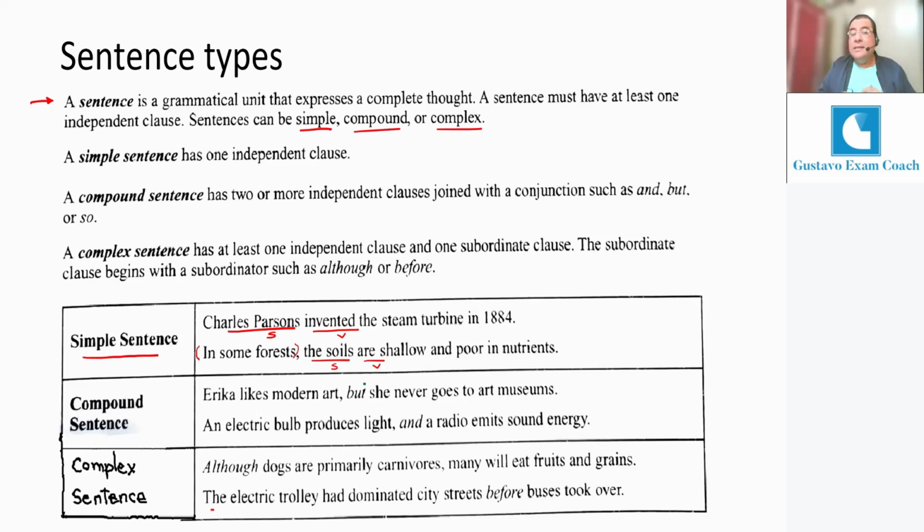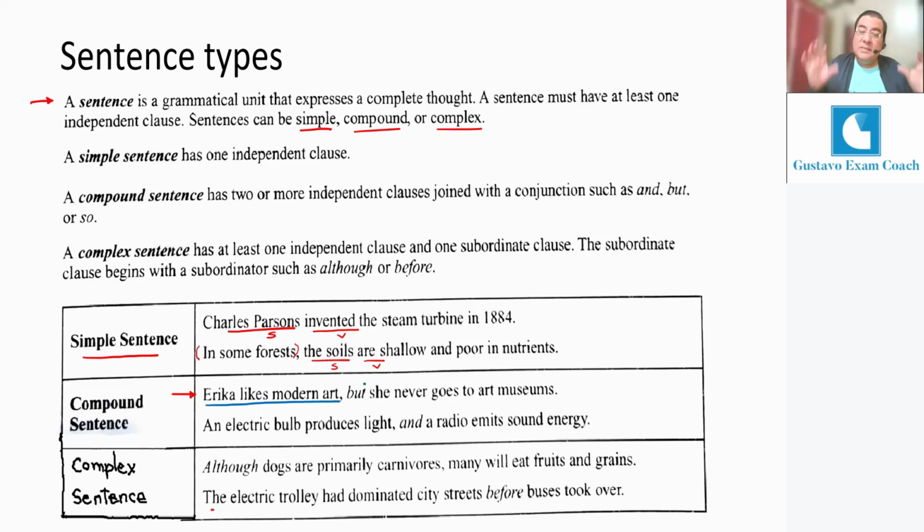A compound sentence needs two or more independent clauses clearly identified and joined with a special word called a conjunction. For example, take a look here. Erica likes modern art, but she never goes to art museums. Okay, this is interesting because we have here a first clause. Let's underline our first clause. Okay, we have Erica likes modern art. Yes, this is one independent clause. It could stand alone as a complete sentence or a complete idea.